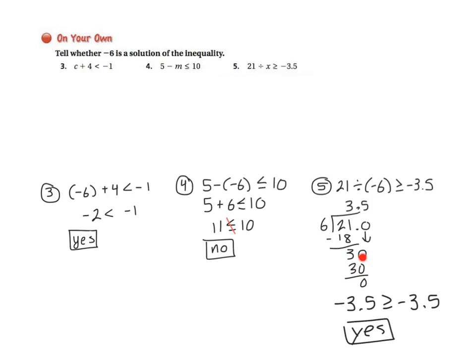5 times 6 is 30, and when you subtract, if you end up with a remainder of 0, you know you're done. So 21 divided by -6 would be -3.5, which is greater than or equal to -3.5, so yes, it is a solution.